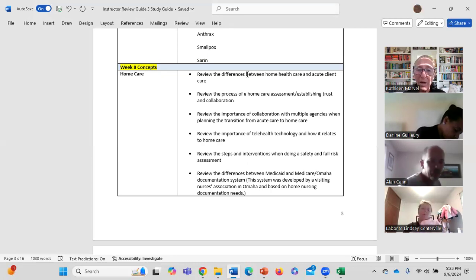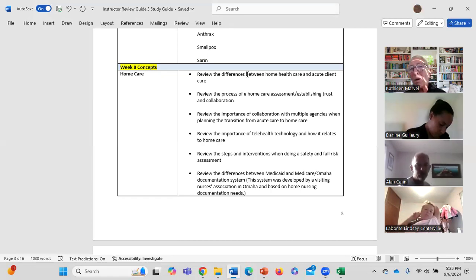Importance of telehealth technology, how it relates to home care. What I mean by that is there's so many advances in technology that telehealth has become an important part of home care, where we may not have to get patients out of the home every time they have a doctor's appointment. Some can be done virtually or through telehealth, right? And especially think about the rural areas where patients can't get transported back and forth long distances. Telehealth plays a huge role in that.